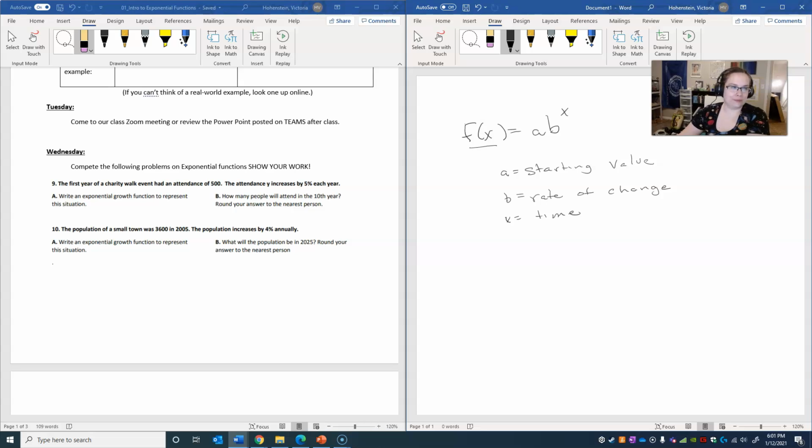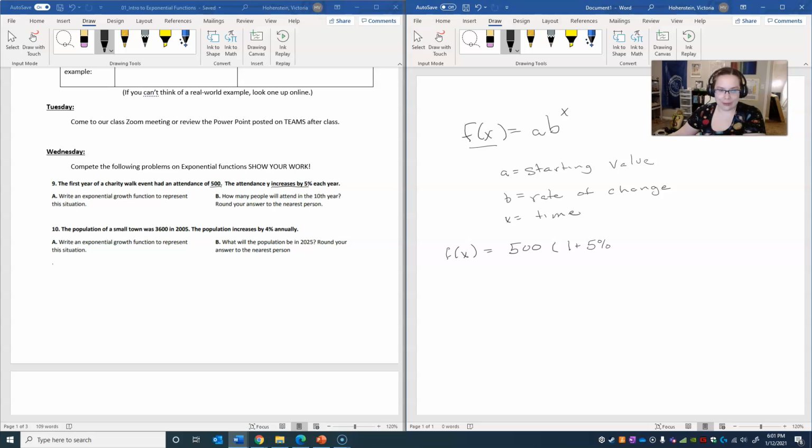So let's work number 9. The first year of the charity walk had an attendance of 500. The attendance increases 5% each year. Write the exponential function to represent the situation. So our starting value is going to be 500. F of x equals 500. And then our b value, the rate of change, is increases by 5%. So that's going to be 1 plus 5%.